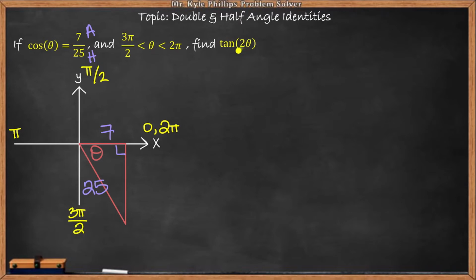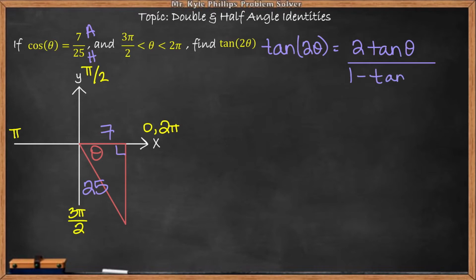Now, using this, they say find tangent of 2 theta. Okay, well, we need to think about what tangent is. So tangent of 2 theta is equal to 2 tangent theta divided by 1 minus tangent squared. So we're going to need the ratio for tangent. And we know that tangent is the opposite leg over the adjacent. So here we have the adjacent leg, but we're missing this opposite leg. So before we can find tangent of 2 theta, we need to figure out what the missing value is for this leg. And to do that, we're going to use Pythagorean's theorem.